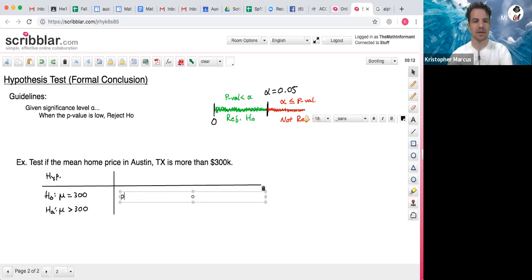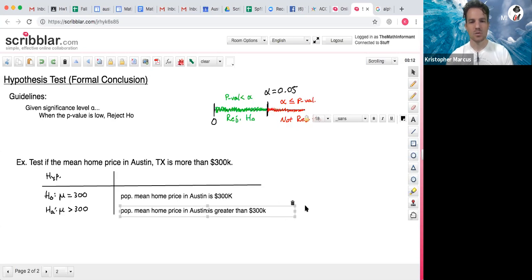So this one is saying that the population mean home price in Austin is $300,000. And the second statement is the same thing, except you just change one little phrase in there, and you're not going to say is. Is only applies when it is equal. So the population mean home price, and the alternative is that the price in Austin is greater than $300,000.